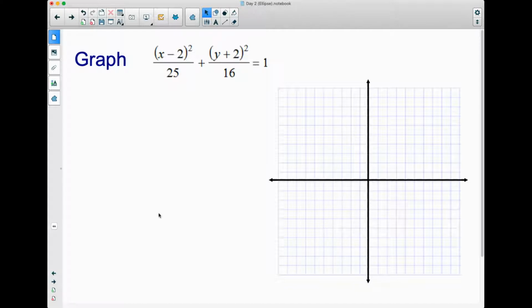Without even using A's and B's, which number is bigger, 25 or 16? 25. That's underneath X, so that means X is going to be the longer axis. You can use A's and B's, you can use all those formulas, but if I have the bigger number underneath X, I know that's going to be my longer axis. So my center, that information has not changed. It's still going to be 2, -2. You always take the opposite.